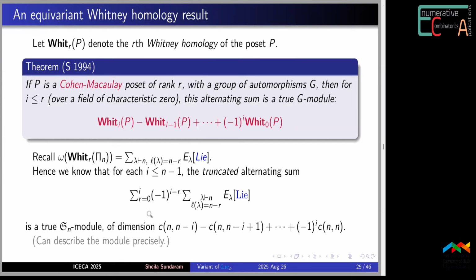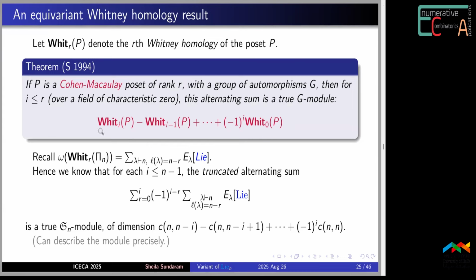Okay, a little more on Whitney homology. So this was actually the reason why I wanted to talk about it earlier. For any poset P, you can define the rth Whitney homology of P. And again, I'm not going to define it, but a long time ago, I showed that if you have a Cohen-Macaulay poset of rank R with a group of automorphisms G, then this alternating sum is a true G module.